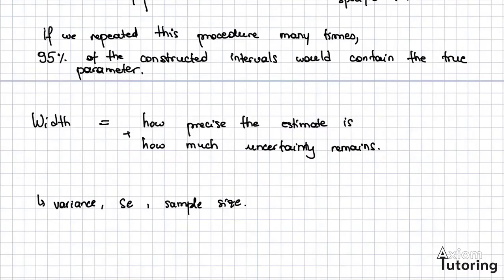So as a recap, a confidence interval is a range of parameter values that are consistent with the data given simple sampling uncertainty.